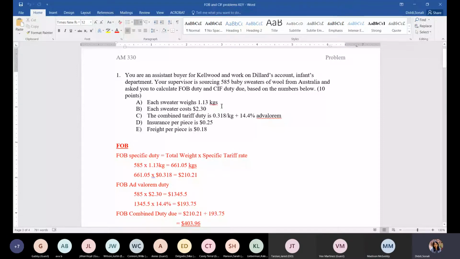So for the first question, let's go over what some of the things were. There are 585 baby sweaters. Each sweater was weighing so much, and the cost of this sweater was $2.30. The combined tariff was 0.318 per kg, which, anytime you see a kg or 1 unit or number of units, that itself tells you that is specific duty. So I think some of you had those questions about, for the 4th question, what are we supposed to calculate?